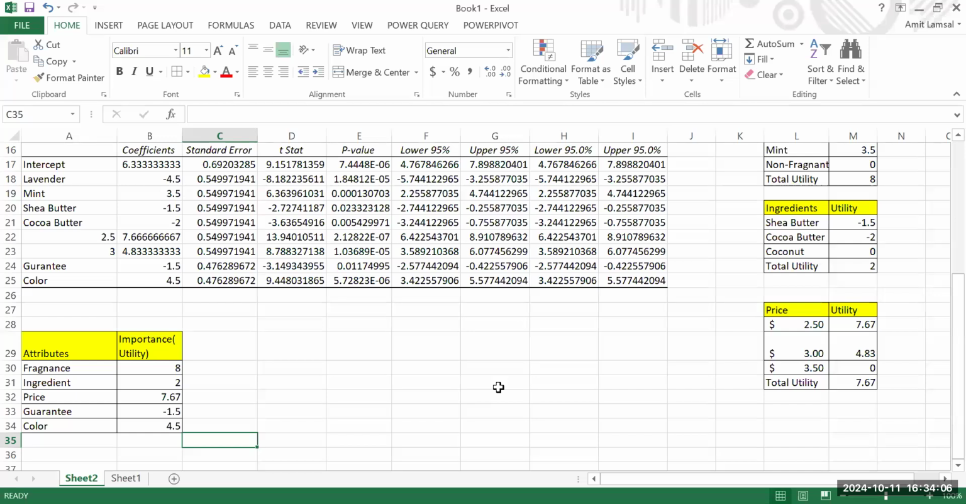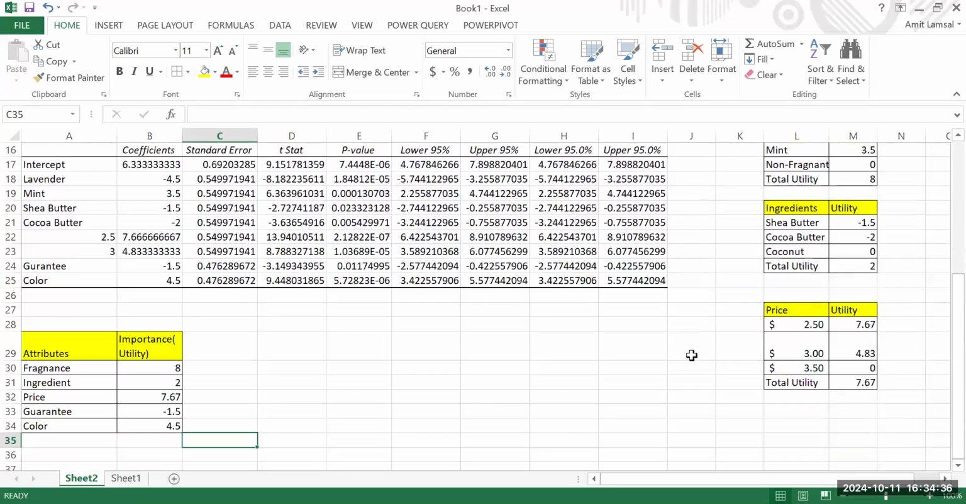Likewise, in price, you can easily guess that people prefer less price. It's human nature. You don't need to explain that, because if we get a good product at a lower price, we will always be happy, and it is the inverse in case of the opposite. So likewise, the guarantee has a negative importance in the product, and the color has the importance of 4.5.